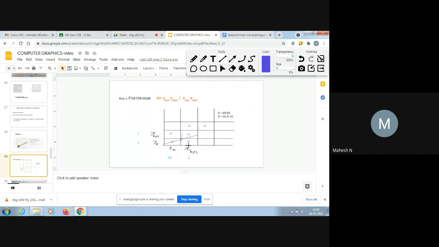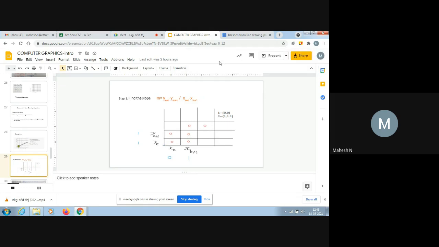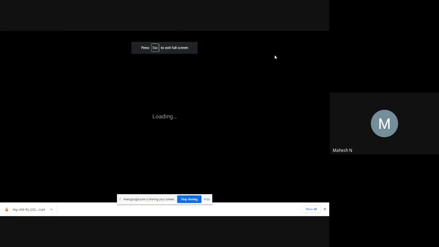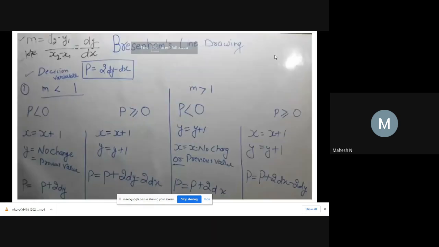That is what he did. This is my line. He found the distance between the line and the above pixel, and the distance between the line and the below pixel. Whichever distance was less, he moved the pixel there. This was the logic he used, and he did a lot of mathematics with that logic and finally came out with a decision whether to go for the next pixel or the upper pixel.